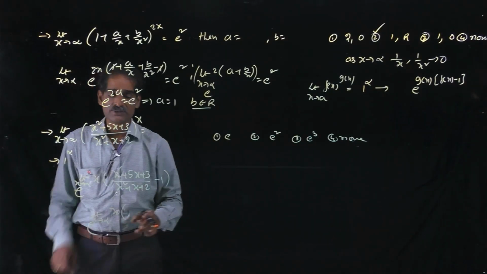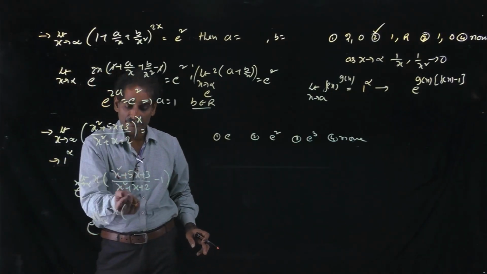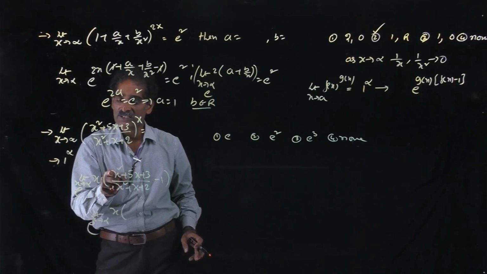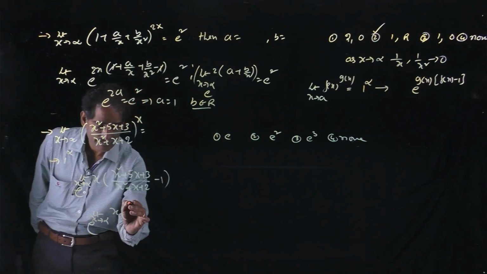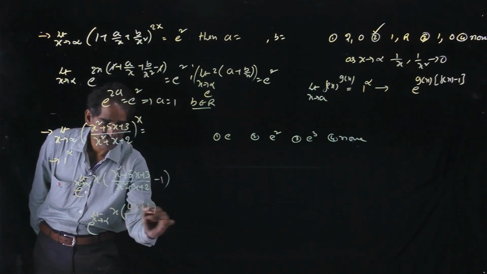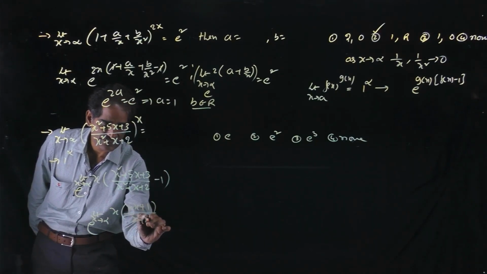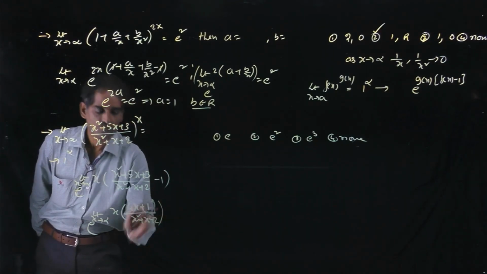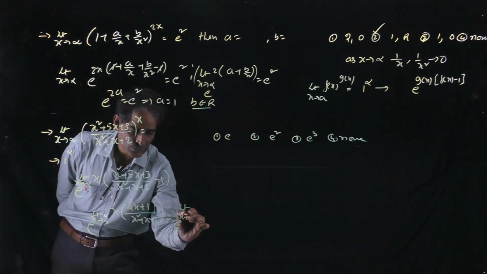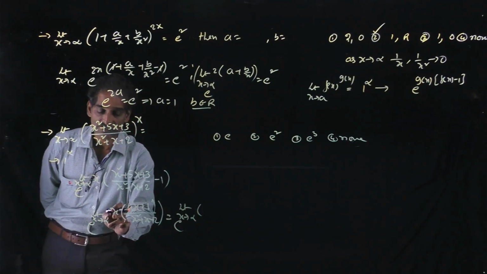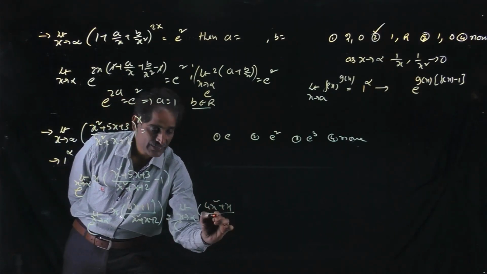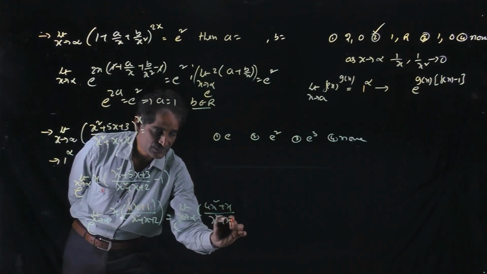Just to simplify this: x square plus 5x plus 3 minus x square minus x minus 2 minus x square plus x square cancel. 5x minus x is 4x, and 5 minus 2 plus 1 whole divided by x square plus x plus 2. Now this is equal to e power limit x tends to infinity, multiplying by x, 4x square plus x by x square plus x plus 2.